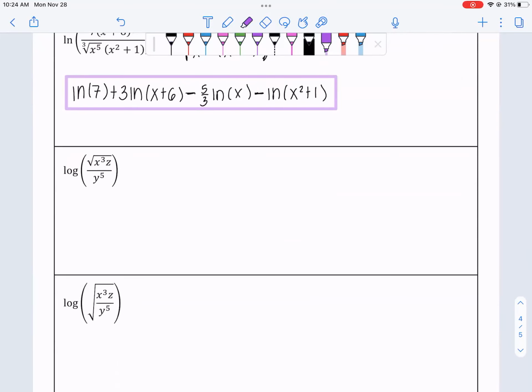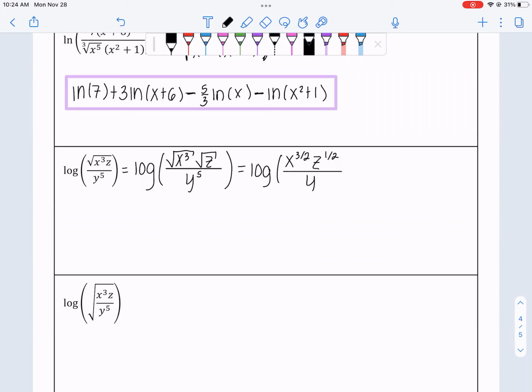All right, for these last 2, I am once again going to be distributing and rewriting these guys, the inside of this, in so that there's no radicals. So this is the square root of x cubed times the square root of z all over y raised to the 5th power. This is log of x raised to the power is 3, the root is 2. For z, the power is 1, the root is 2. And then y to the 5th on the bottom doesn't have anybody.